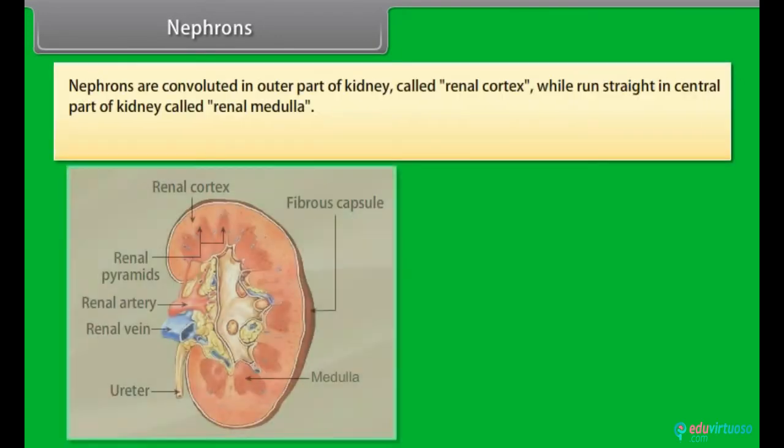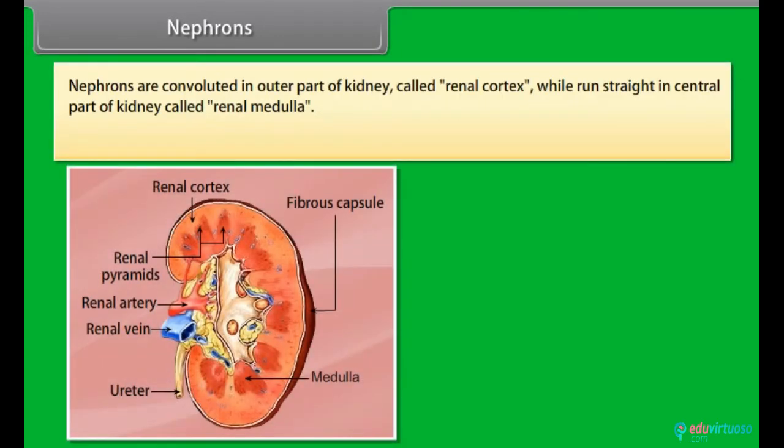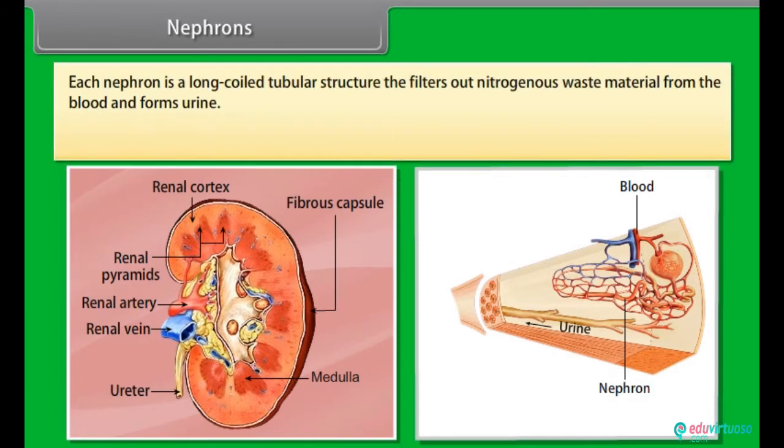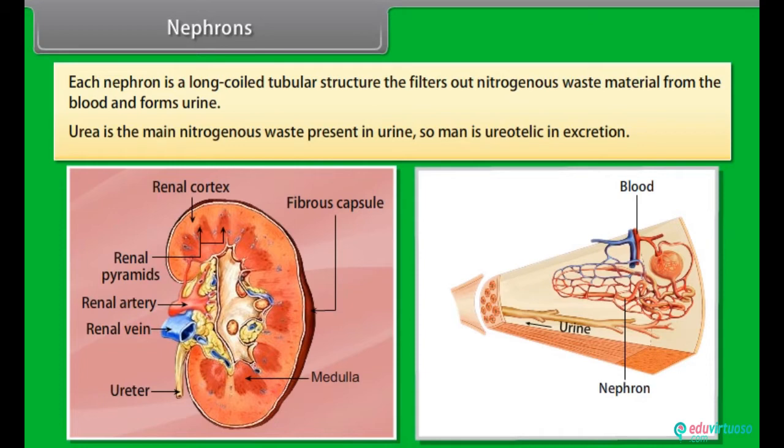Nephrons. Nephrons are convoluted in the outer part of the kidney called renal cortex, while they run straight in the central part of the kidney called renal medulla. Nephrons are the functional units of kidneys. Each nephron is a long coiled tubular structure that filters out nitrogenous waste material from the blood and forms urine. Urea is the main nitrogenous waste present in urine, so man is ureotelic in excretion.